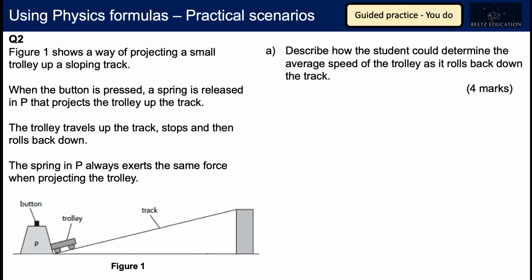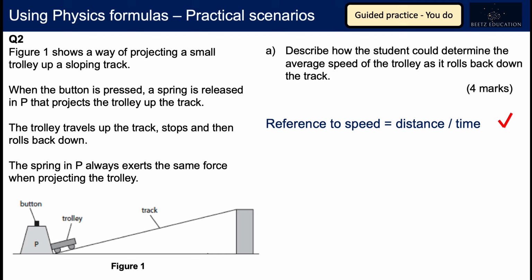Okay, here's one for you to have a go at. We've got a different scenario, different required practical being looked at here. Pause the video, have a go at this, and I'll review in a moment. Right then, so this was about investigating the acceleration of a trolley. In this case, it's rolling back down a track. And all you've got to do in this one is determine the average speed. So not even calculate acceleration, even though it relates to that required practical.